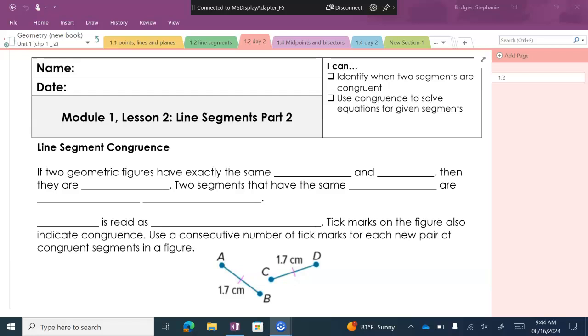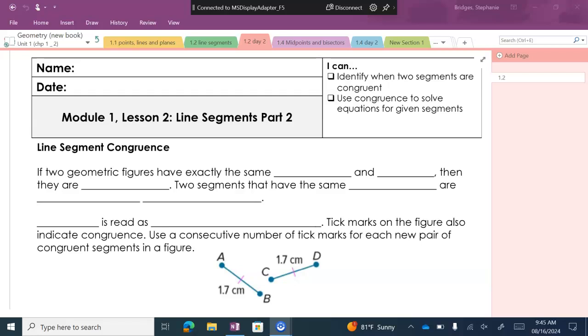Congruence. Okay, so we're going to talk about things being congruent. Different than equal. Equal means exactly the same. Like, these are equal. They are exactly the same, right? Look exactly the same. These have the same length, but they're not the same, are they? Okay, so there's a big difference here.